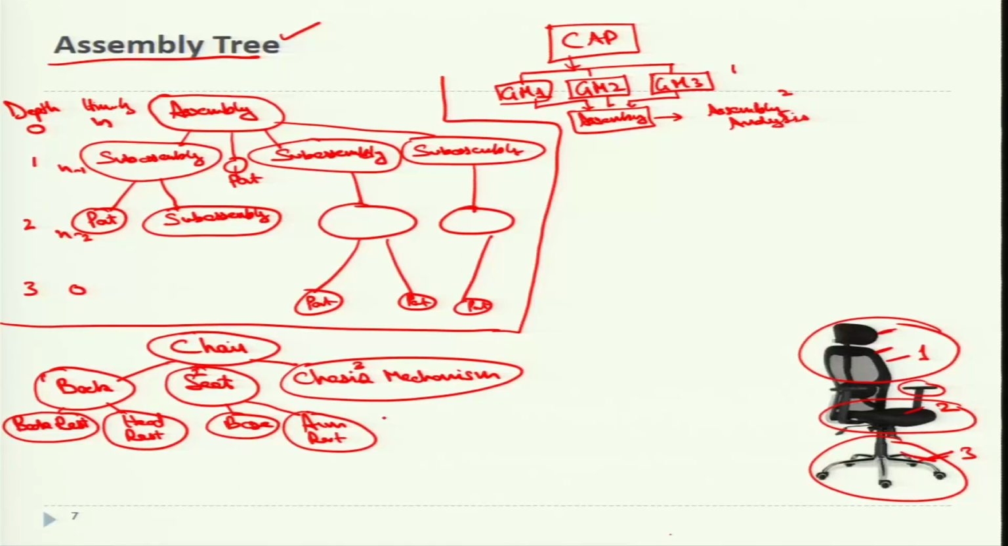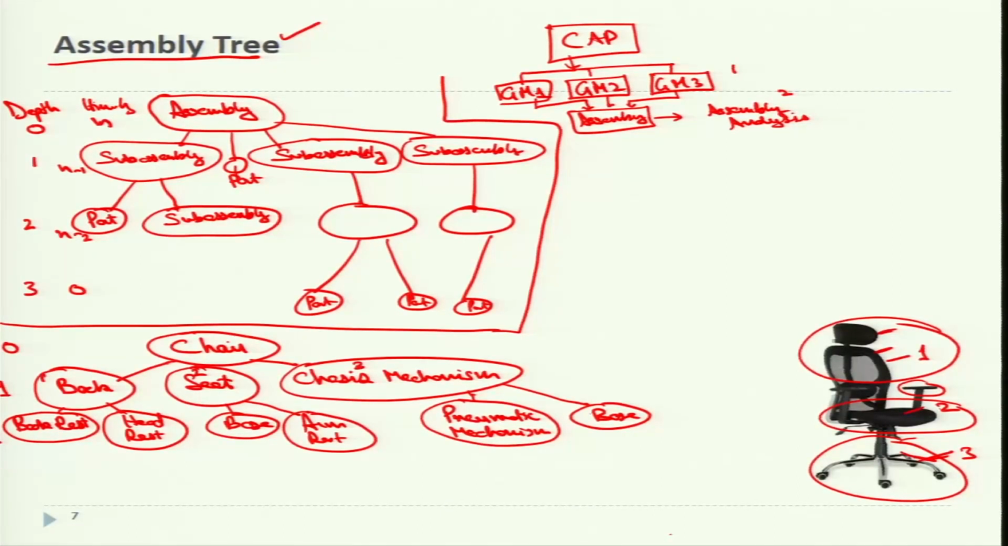In the chassis mechanism, majorly we have a pneumatic mechanism and we have the legs in which casters are there. In the chassis I would put here pneumatic base. This is the next level. Depth 0, depth 1, depth 2.